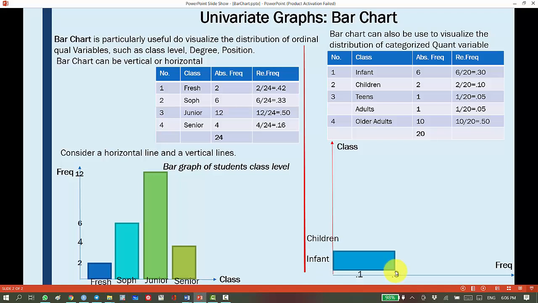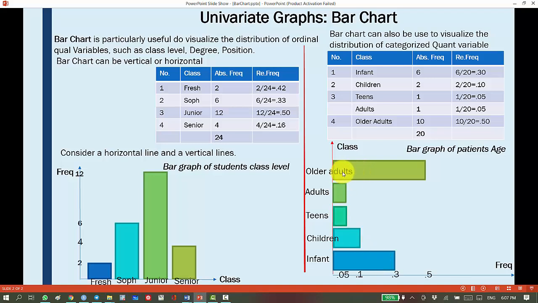For children, it's 10%. For teens, it's 5%. For adults, again, it's 5%. And for the older adults, it is 50%. From the distribution of the classes here, we can see that majority of those who were admitted to the hospital in the last 24 hours are older adults, those whose age is 65 or above, followed by the infants who are less than 1 year old.